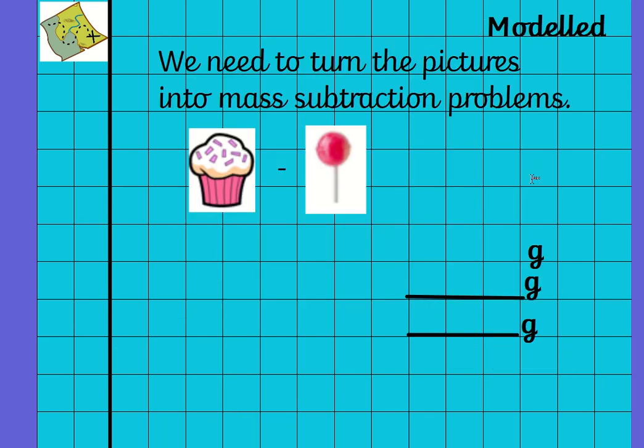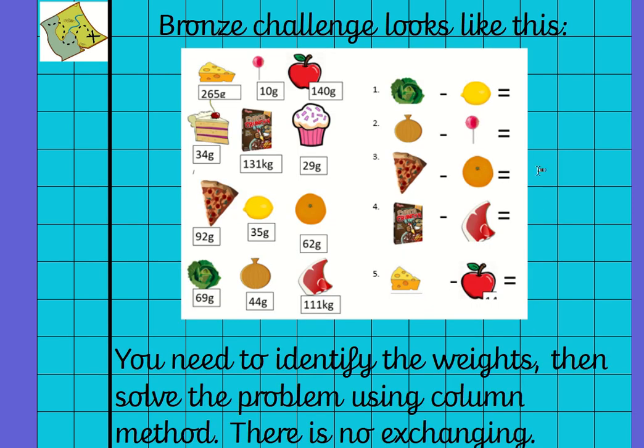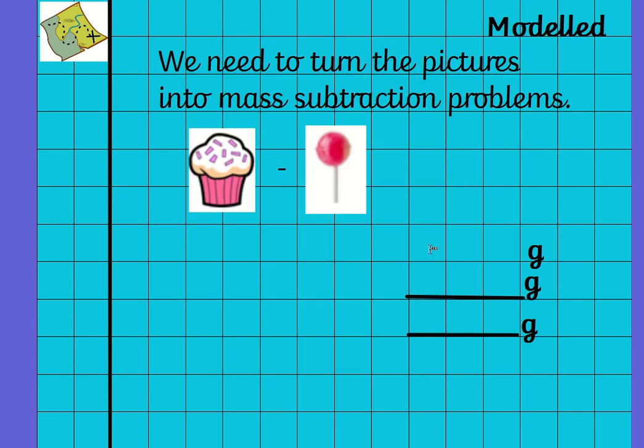So let's look at this one all together. We need to turn the pictures into a mass subtraction problem. So we've got a cupcake and we've got a lolly. Let's go back to our sheet. The cupcake is worth 29 and the lolly is worth 10. Okay, so that then needs to become 29 grams take away 10 grams, doesn't it? Let's just put it in the right place. Oh, hello, what's happened to you? Not a problem. I can put another G in there. Okay, so 29 take away 10.